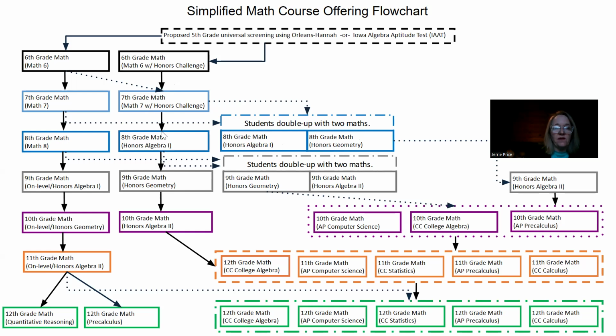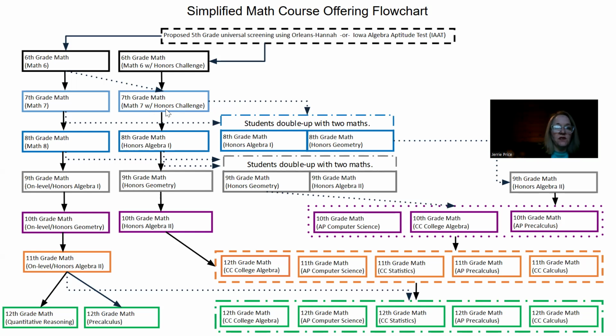But for most advanced students, what we do is we take 7th grade math, would be the math 7 with an honors challenge. And then in the 8th grade, those students would take honors Algebra 1. So that's kind of like skipping over 8th grade math.